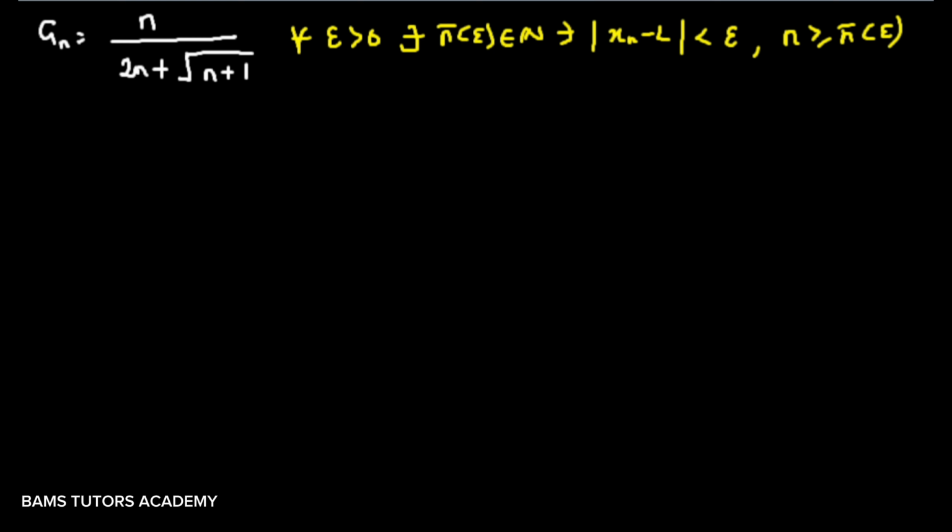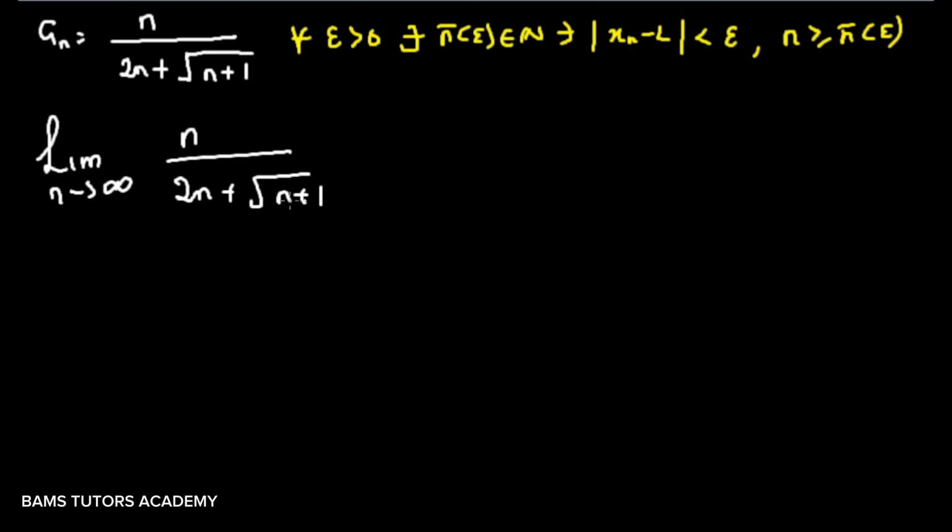But now we don't even know the limit of this sequence. We are not given it. So first of all, we need to go and look for the limit. What is the limit of this expression? Let's find the limit to infinity, because it's an infinite sequence. So the limit of n over 2n plus the root of n plus 1 is very simple.